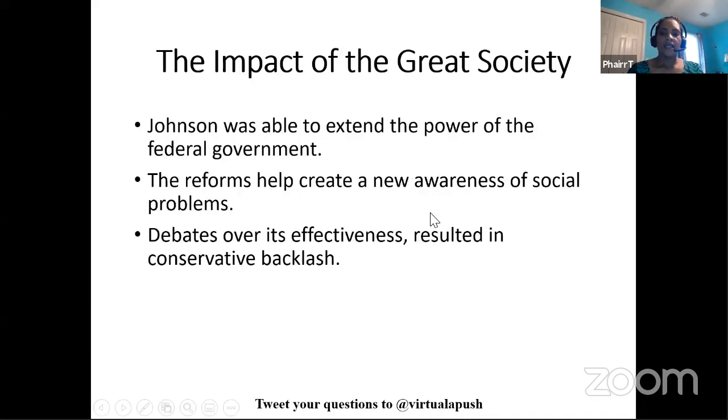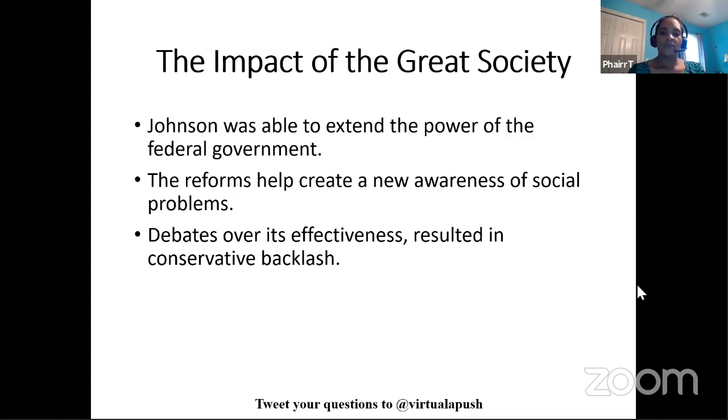All right, so let's look at the impact of the Great Society. Number 1, he was able to extend the power of the federal government. This was something that was important. This power extension was not the first time that a president has done that. FDR did the same thing with the New Deal, to the point where it was argued that he was abusing the power of the federal government to push his agenda. You really saw that when he tried to introduce a bill to add more justices to the Supreme Court. It was called a court packing bill.